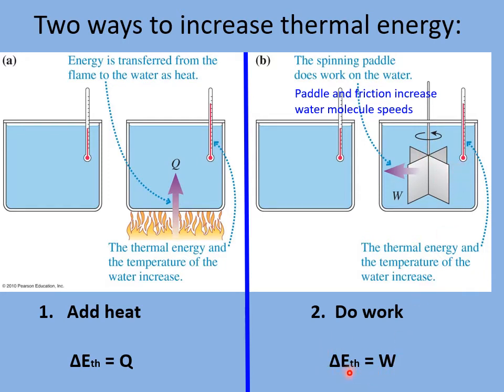So that means by doing work on the water, we are increasing the thermal energy of the system. So the second way to increase thermal energy is that the change in thermal energy here is equal to the work done on the system. And this looks very reminiscent of the work energy theorem that we talked about earlier in the course. Remember, when we did work on an object or a system, we increased the energy of that system. So we're seeing exactly that right here.